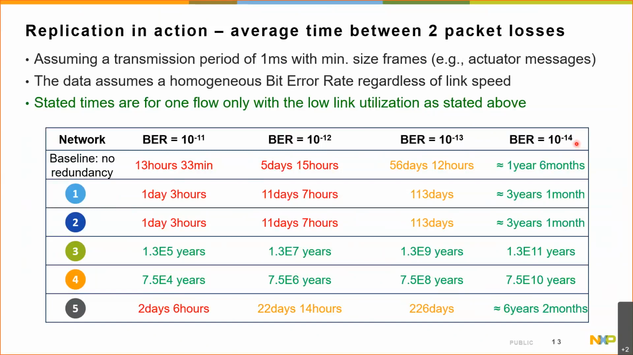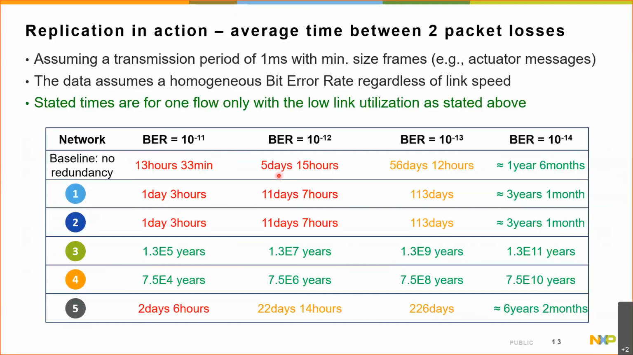Well, what we see is that obviously the BER is a main factor of reliability, so it probably pays off to have good files. Here we see that without any redundancy, a packet is lost once every 1.5 years for a BER of 10 to the minus 14, but the file must be that good. And for instance, at 10 to the minus 12, a 1 millisecond flow will lose one packet every 5 or 6 days on average. Now let's see what our file solutions do.